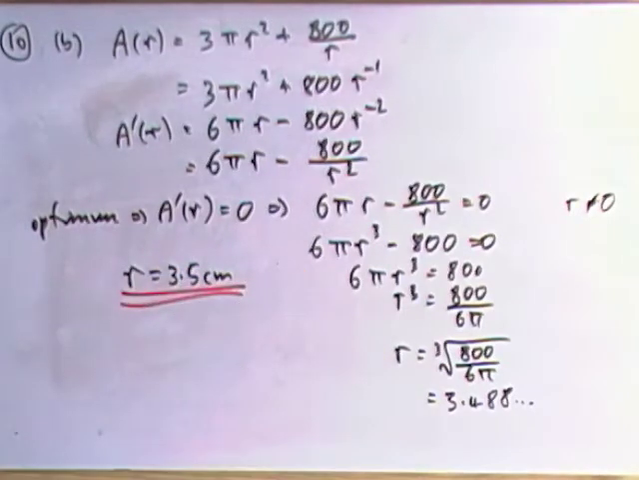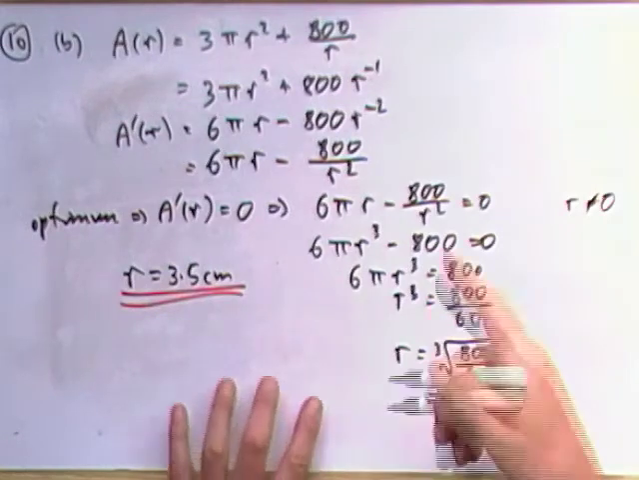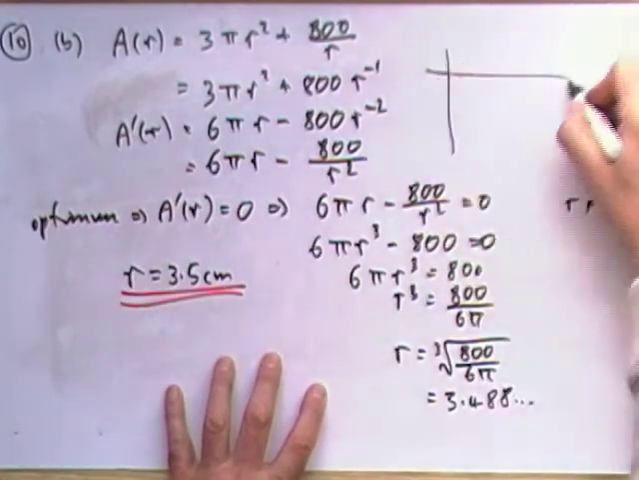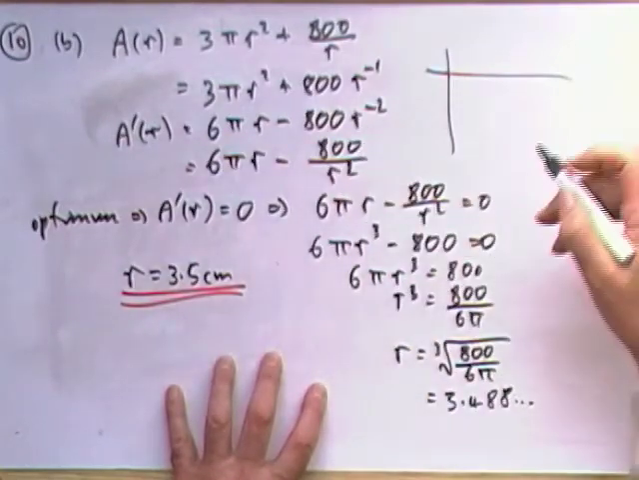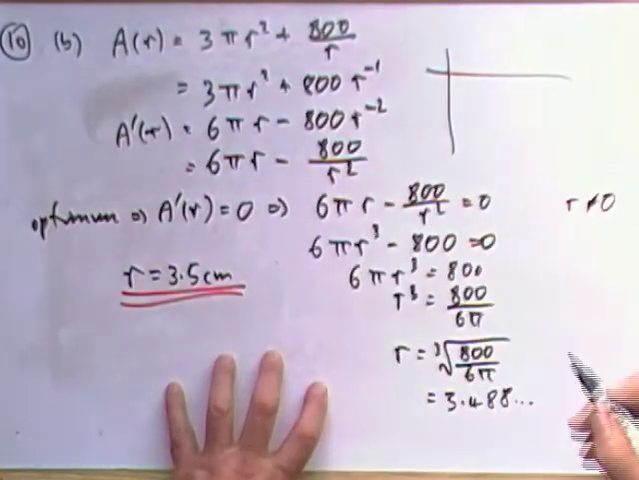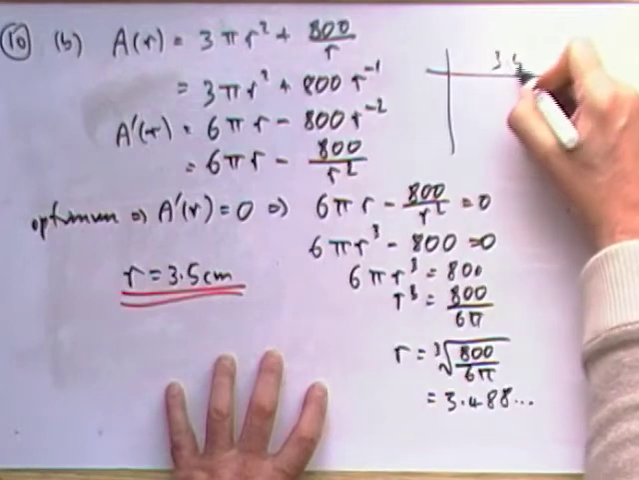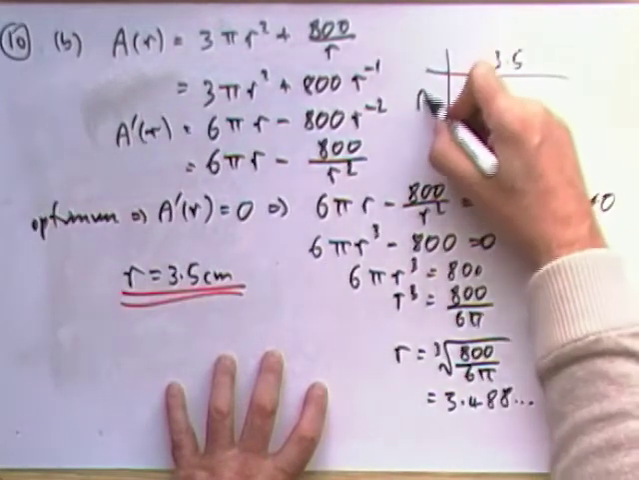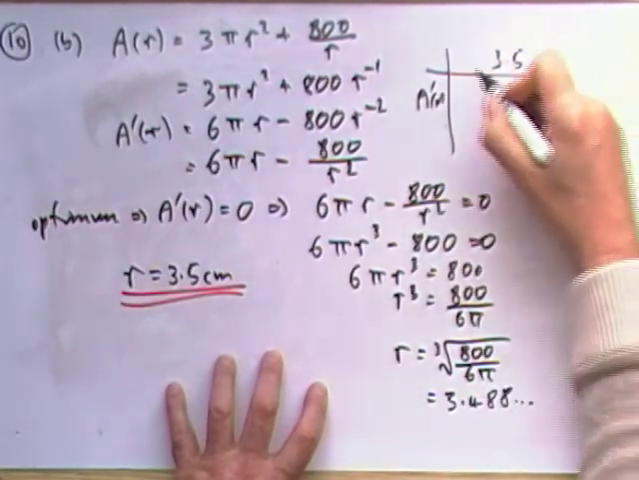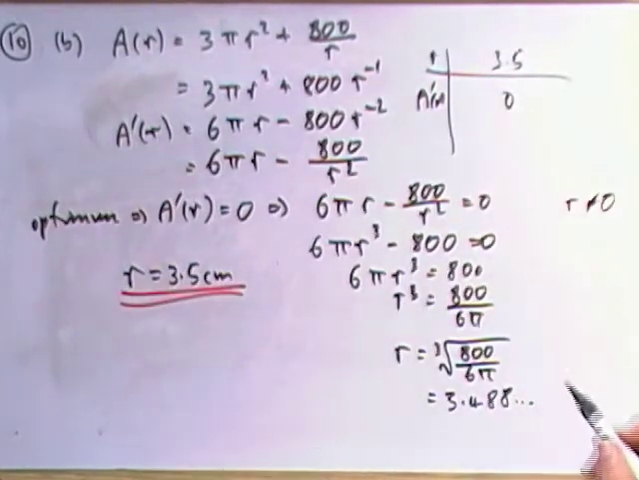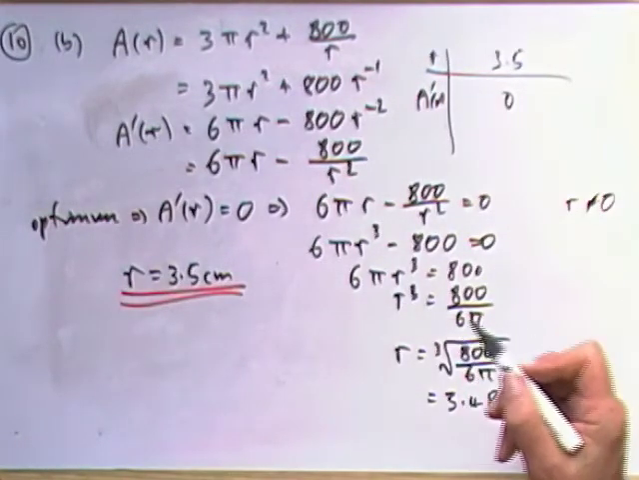However, that doesn't demonstrate that it actually forms a minimum there. So that means I'd have to make up a quick table. I could put the table just up here. You could do the second derivative, but that's a bit nasty. First derivative's not got a lot going for it either. But I know that at 3.5, the derivative was 0. And so I could just pick some values just before and just after it.